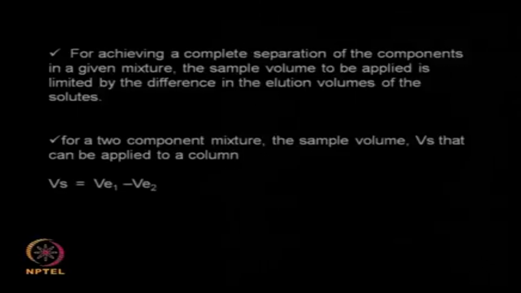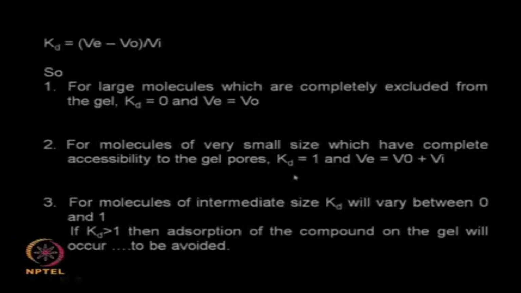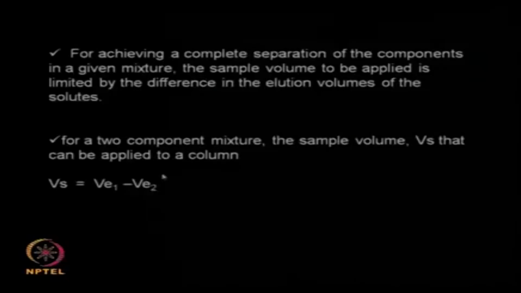So for achieving a complete separation of the components in a given mixture, the sample volume to be applied is limited by the differences in the elution volume of the solutes. You need to keep that in mind. Now suppose I have a mixture containing 2 components, component 1 and component 2. I should know the elution volume for component 1 and the elution volume for component 2, and that difference is called Vs, and that is what we should apply for achieving a separation.